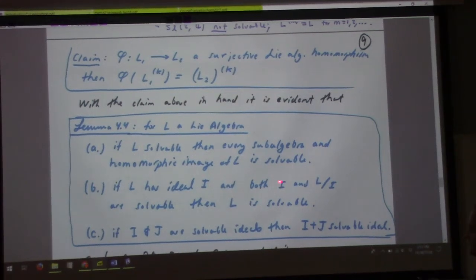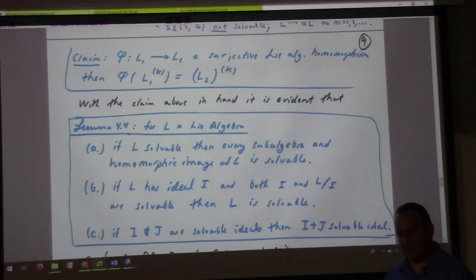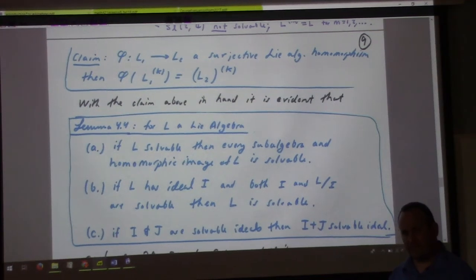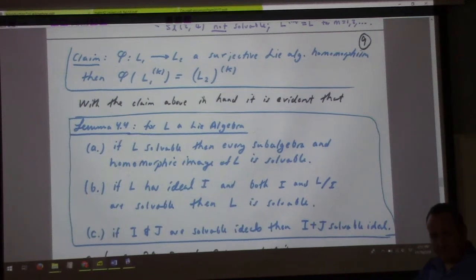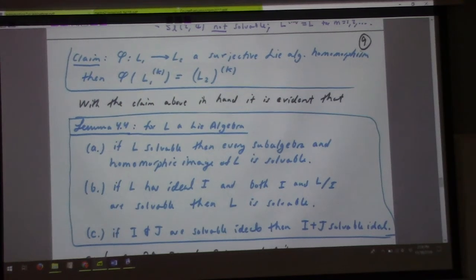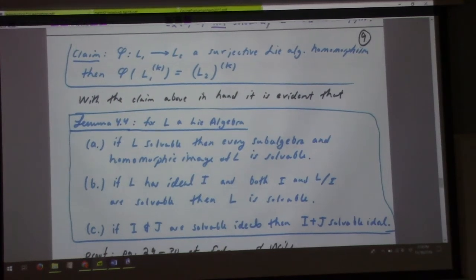So like if you can divide and conquer. If you have an ideal which is solvable and the quotient is solvable, it follows that the whole thing is solvable. We've seen some theorems like this, right? You experienced this kind of theorem on a test. I feel like test 2 might have had it, or was it test 3? Well, we'll know when we see it. But if I and J are both solvable, then I plus J is solvable. So you can build solvable begets solvable in this sense.